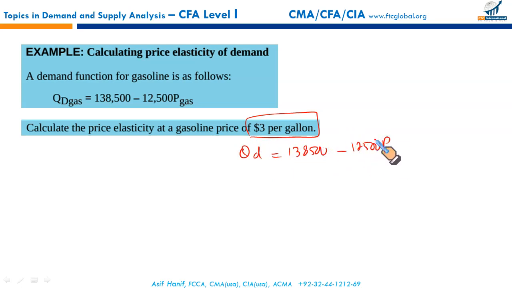Okay, now let's plug in the price. Put 3 here: 138,500 minus 12,500 times 3. Its simplification would give you 101.